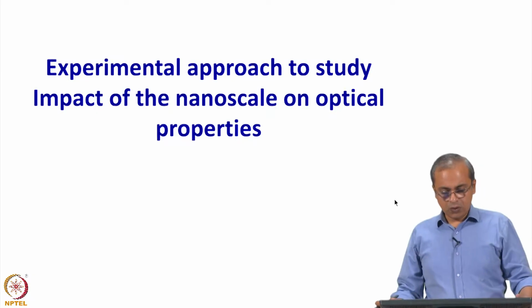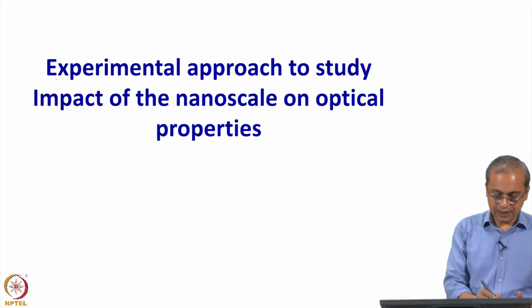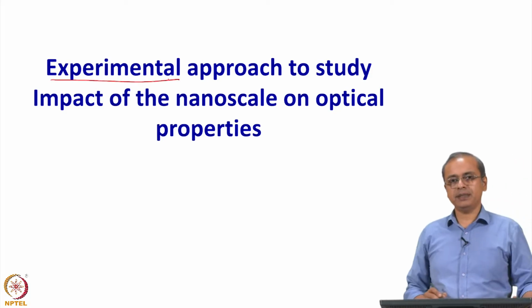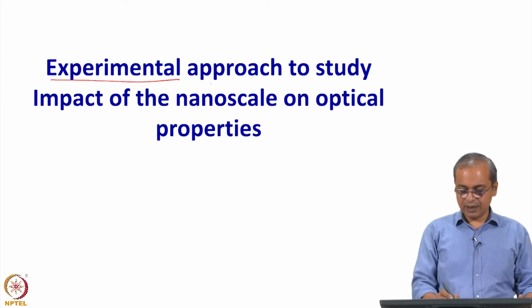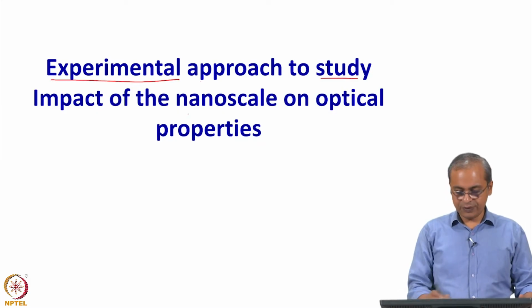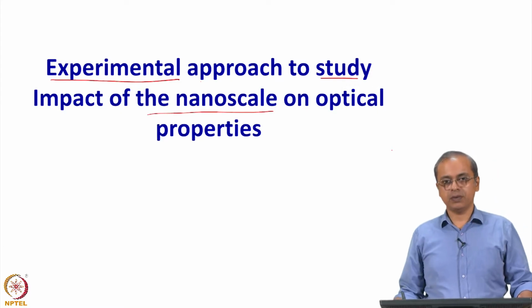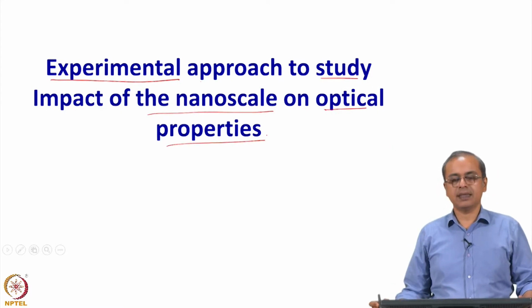Hello, in this class we will continue our discussion on looking at the optical properties of materials from the perspective of nanoscale materials. In the last class we looked at some background on what those optical properties were and what is the event that is happening inside the material that relates to the optical property that we measure. So, in this class we will focus our discussion on some experimental aspects which allow us to study the impact of the nanoscale on optical properties. Okay. So, we need to look at this in some detail.